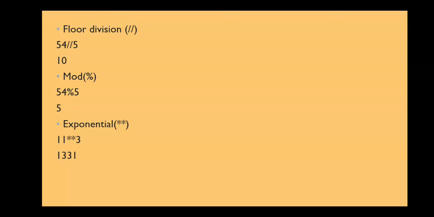Double slash. Double slash is considered as the floor division. It gives only the whole part. When we divide the number, it doesn't display the decimal part of the quotient. Only the whole number will be displayed as a result.